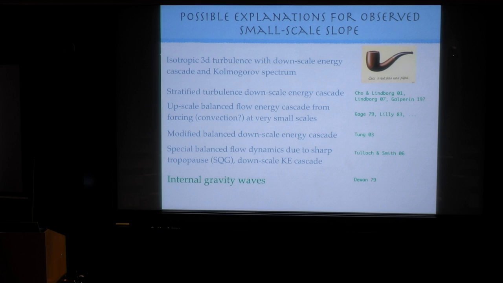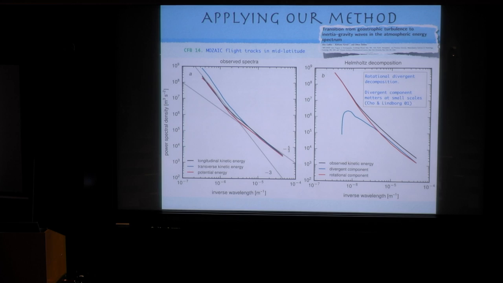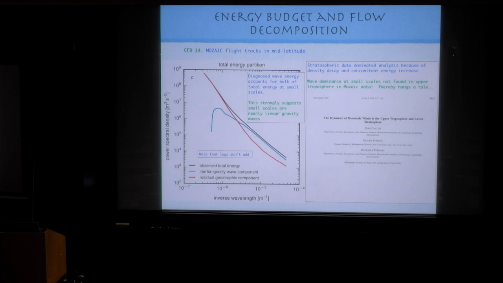So again, if we apply our method to this, this is just the observed spectra replotted. This is the Helmholtz decomposition, and you see what looks like the stream function component dominates at the large scale and then becomes comparable or maybe slightly below the divergent component at smaller scales. But if you add to this the wave energy decomposition, then you actually find that it looks like this, so that the wave energy actually explains almost all of the observed energy at smaller scales. That doesn't mean that these waves can't transfer energy. They can, of course. Waves can, by nonlinear interactions, transfer energy to smaller scales, but it does mean that it isn't a homogeneous process and that there's a crossover scale where the dynamics fundamentally changes.